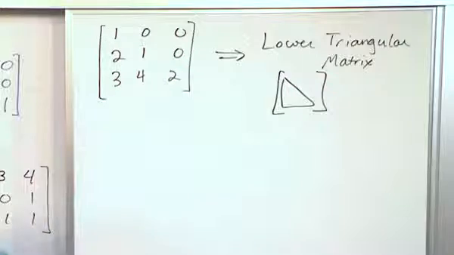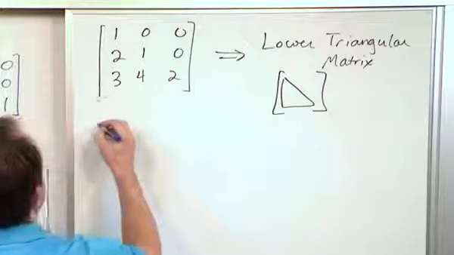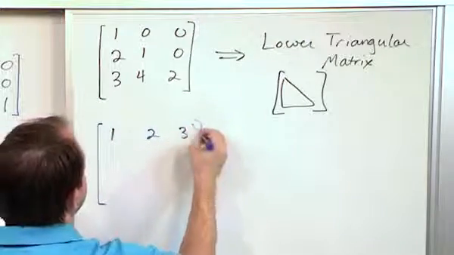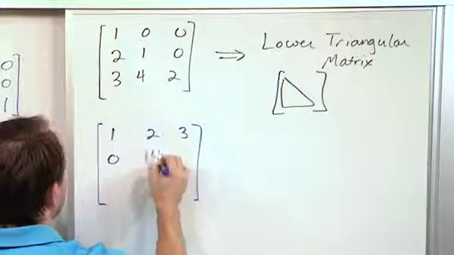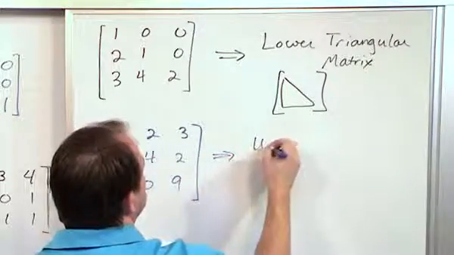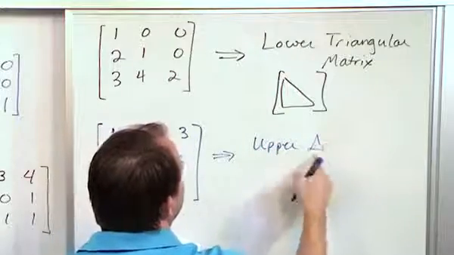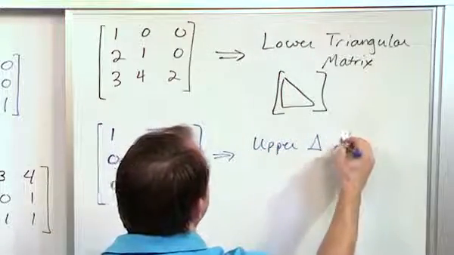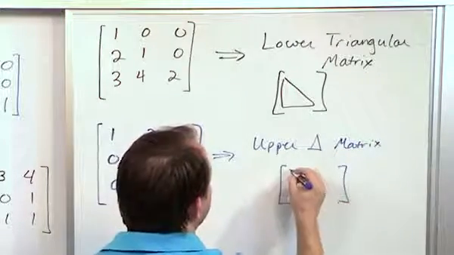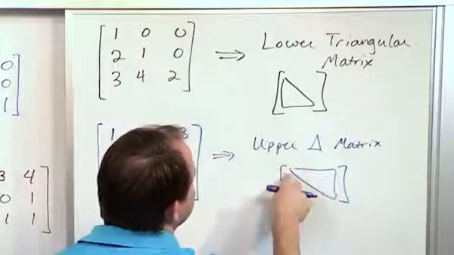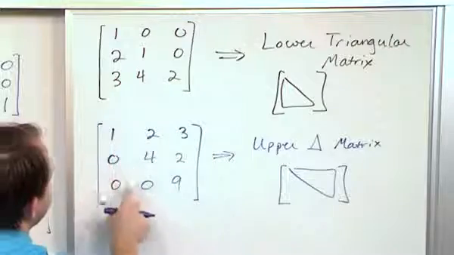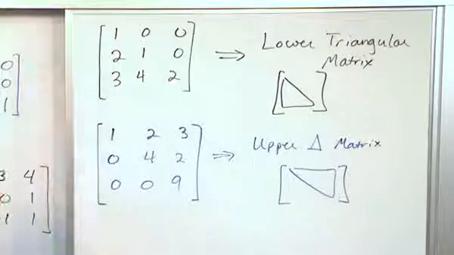So you might also guess then that I can draw an upper triangular matrix. 1, 2, 3, 0, 4, 2, 0, 0, 9. This is an upper triangular matrix. In general, an upper triangular matrix will look something like this, where this line here is the diagonal elements, they're non-zero. We form an upper triangle here, and everything on the other side of the diagonal is 0.